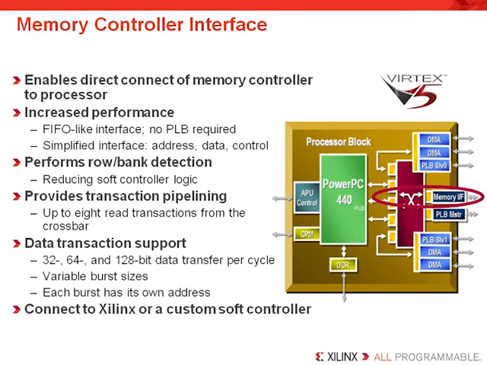The PowerPC 440 processor supports a memory controller interface or MCI port that is designed to connect directly to the DDR2 memory controller of the PowerPC processor. One of the primary advantages of the MCI port is that it guarantees a fixed latency of execution because there is no bus arbitration required. The separate memory interface improves system performance and enables access to larger memories. It supports a FIFO-like interface and performs row bank detection, which simplifies the soft controller logic. It also supports 32, 64, or 128-bit data transfers per cycle. This can be easily connected to a Xilinx memory controller provided with an EDK.